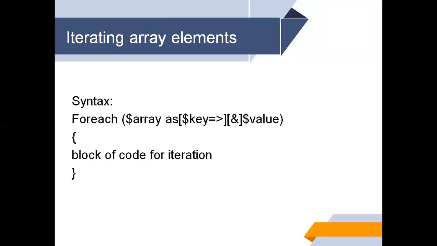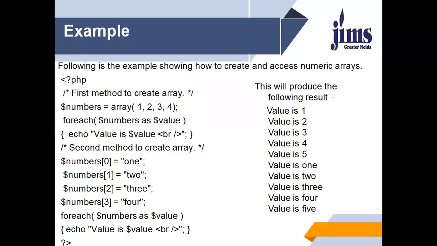So here $array will represent the array to be iterated. $key is optional, and when specified, it contains the currently iterated array key's value, which can be any scalar value depending on the key's type. And $value holds the array value for the given key. Using the ampersand for the $value indicates that any change made in the $value variable during iteration will be reflected in the original array also. We'll see with the help of an example.